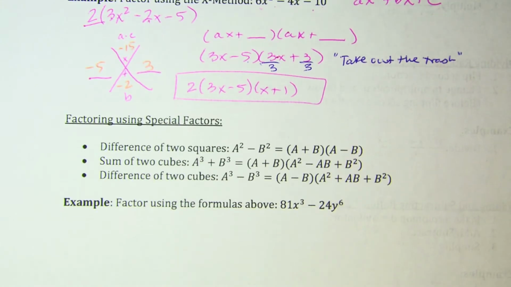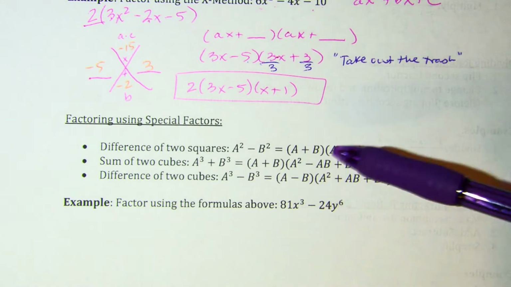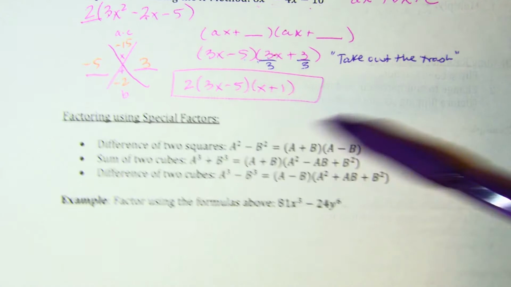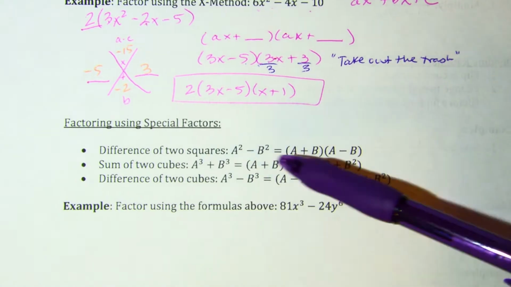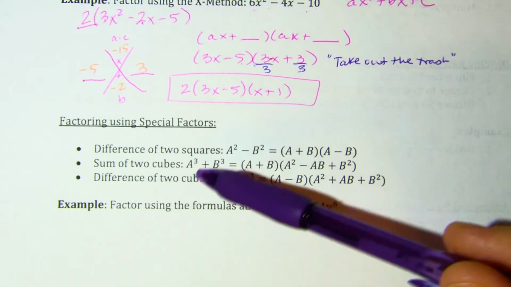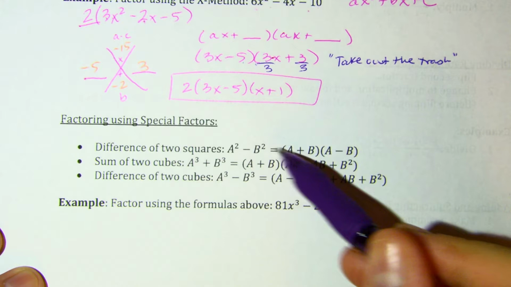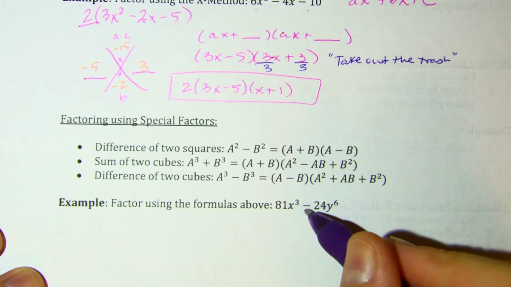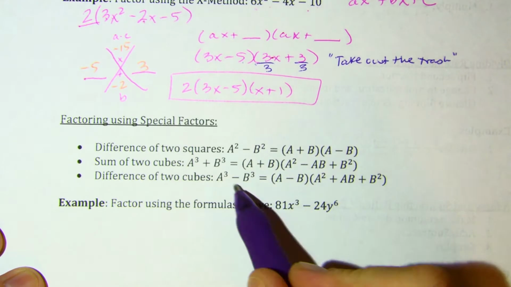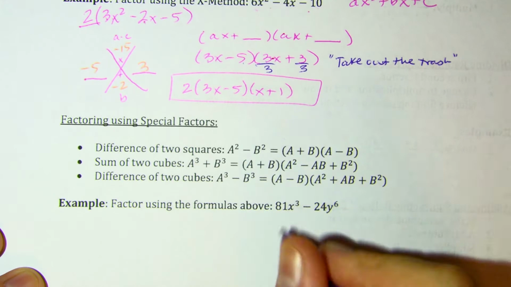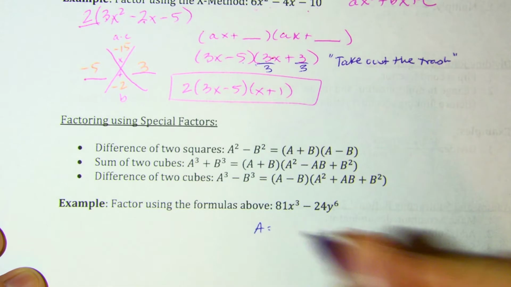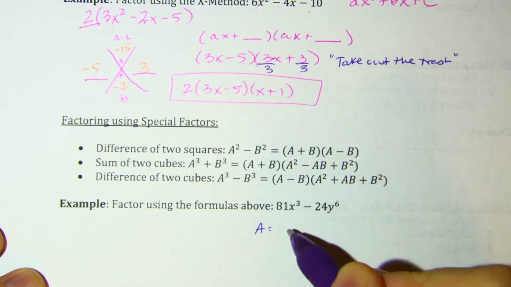Now, there are also special factors for factoring, not just multiplying. So here we have some formulas. If I have a difference of squares, this is what it factors to. Sum of cubes, this is what it factors to. And a difference of cubes, this is what it factors to. So we're going to go ahead and use the formula here. We have a difference of cubes, so that's this last formula here. I'm looking for what is my a value. My a value is the cube root of this term.